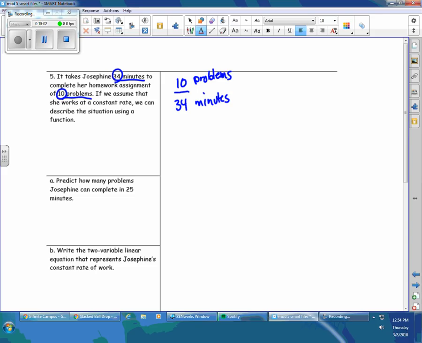Now we can see that this slope could be reduced. And actually, I want to know how long it takes her to do one problem. So I'm going to say that for one problem, it takes her 3.4 minutes.